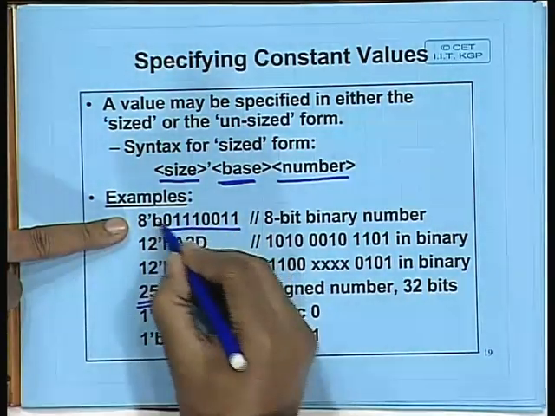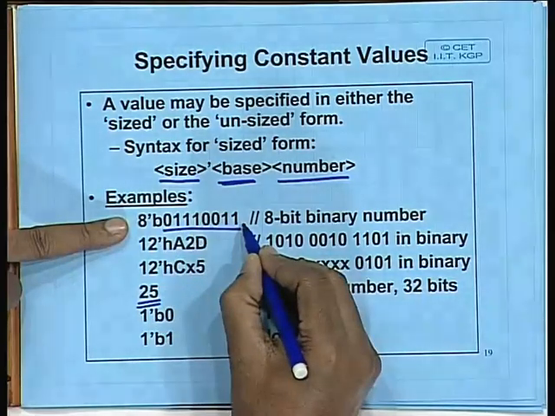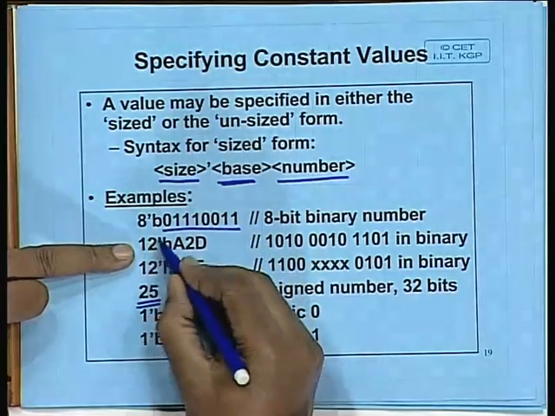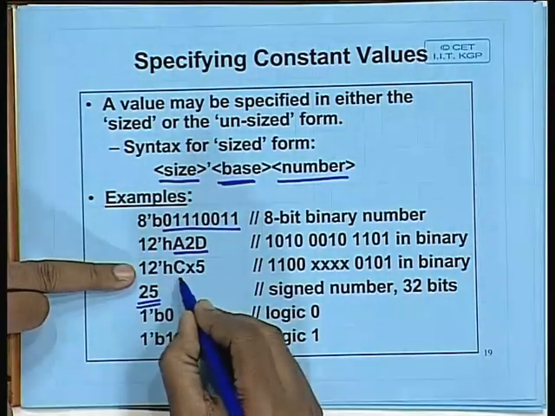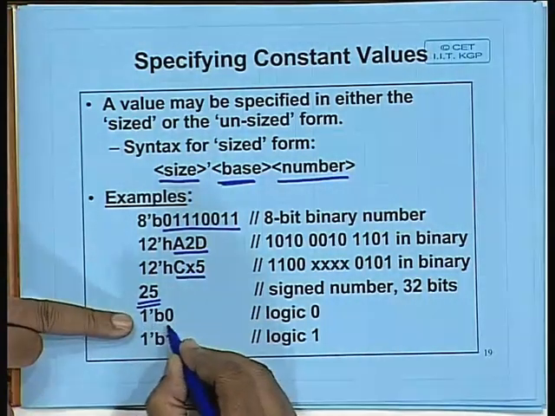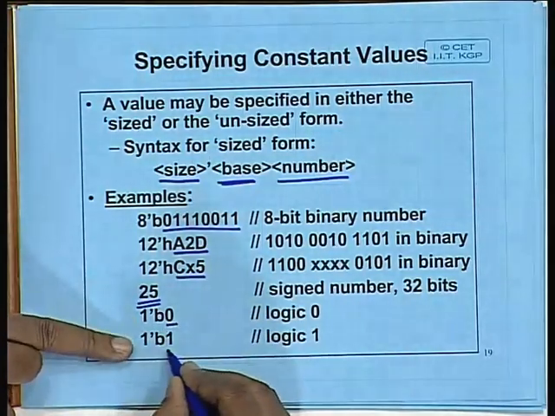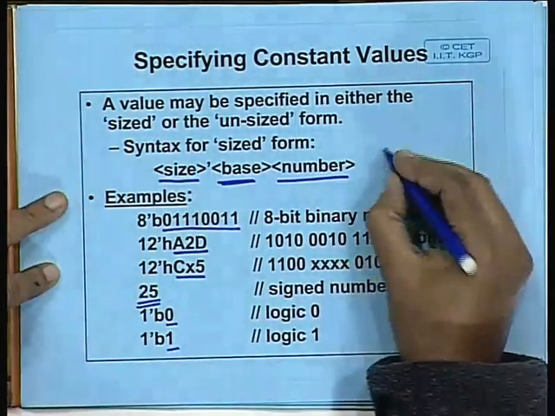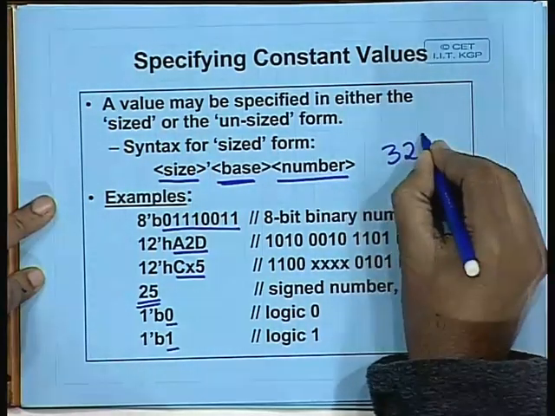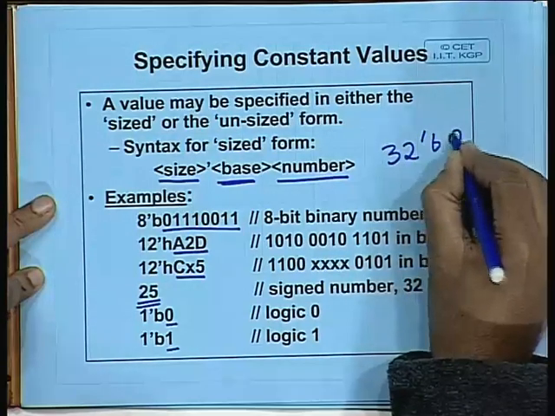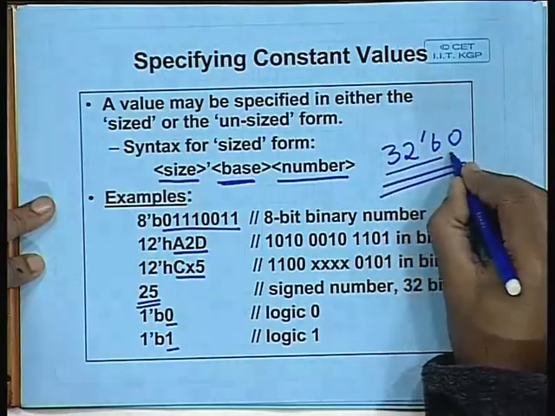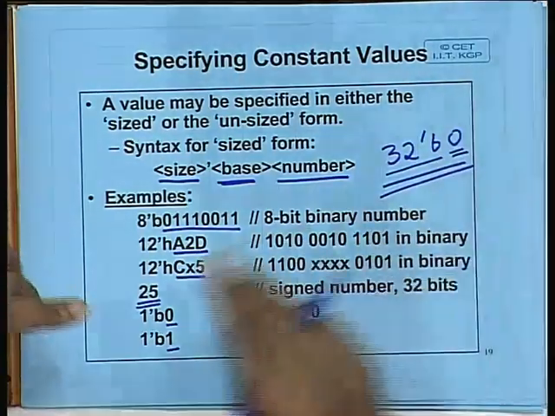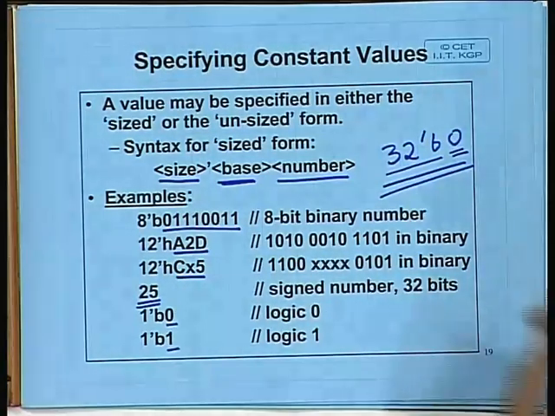So when I specify binary, I have to give this value in binary. 12-bit hex, this is the hex value. 1-bit binary, this is the binary value. Now, in the earlier example, we had written something like 32-bit binary 0. This means this is a 32-bit binary number with the value 0. So the value 0 means 32 zeros. So all 32 zeros will be assigned.